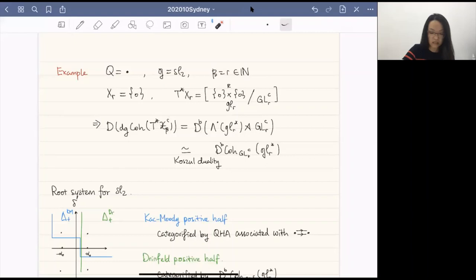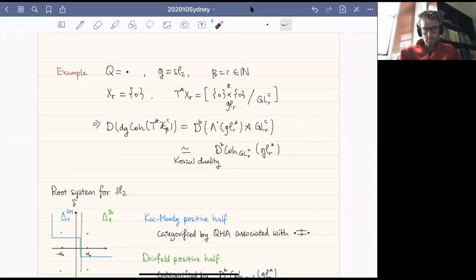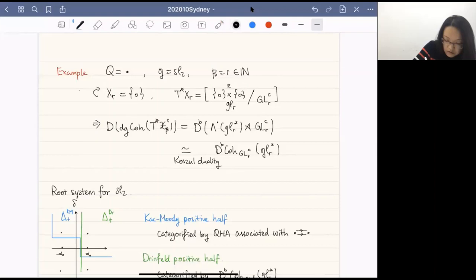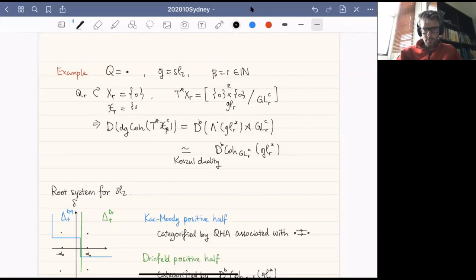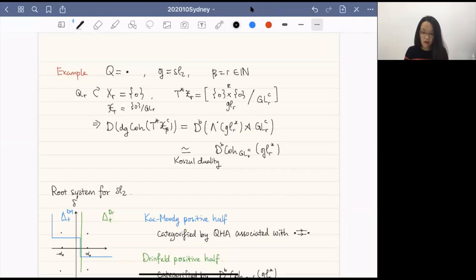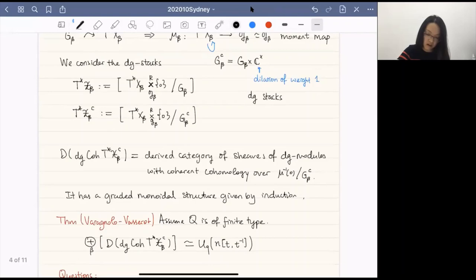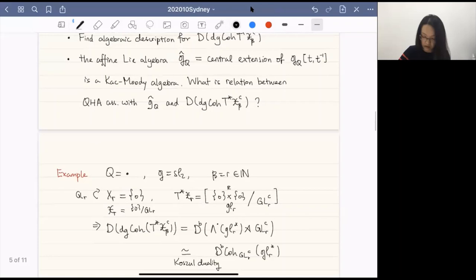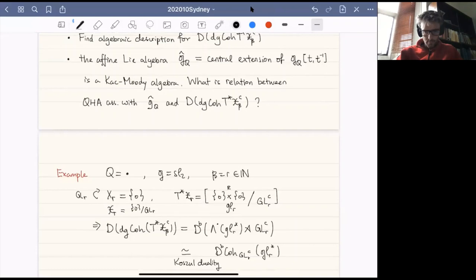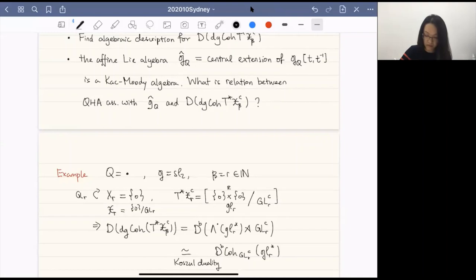And then, as we said, in this situation you consider an action of GLR on it. Okay. So in this situation, the loose sticks stack curly XR will just be zero quotient by GLR. And then this cotangent stack will just be, we review the definition, T star of zero is zero. So in this case, it will just be the fiber product of zero with itself inside the D algebra GLR. And then you quotient out by the group GLR cross C star.